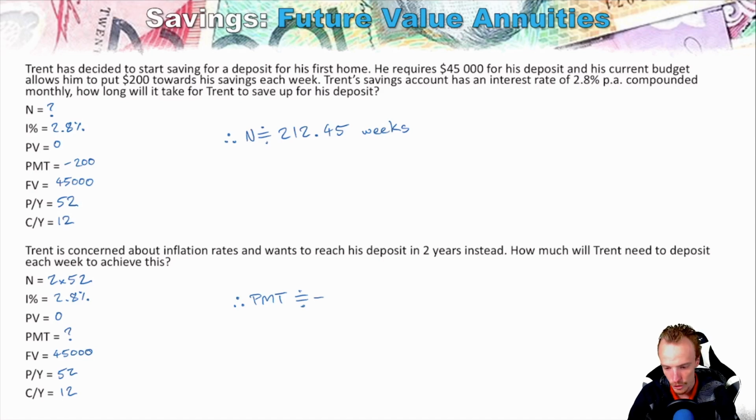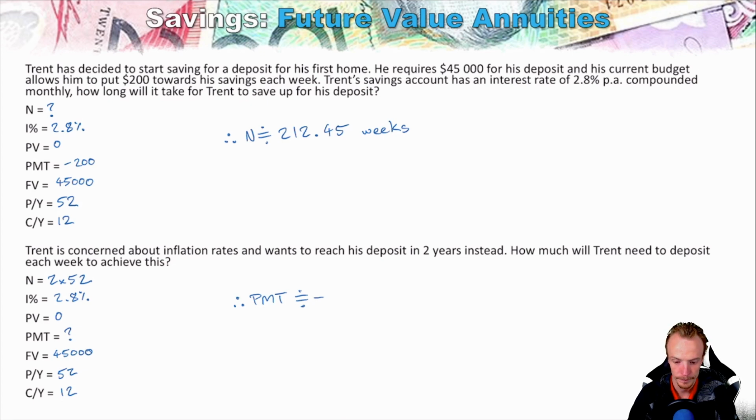Isn't it funny how I just assume that that's an approximate equals? One of these days it will give an exact answer. Hang on, that's all I need to change.